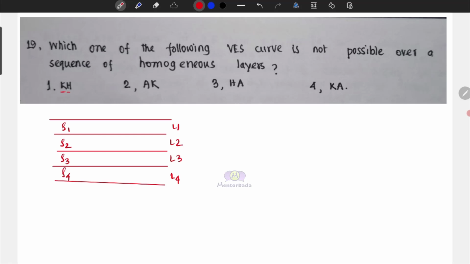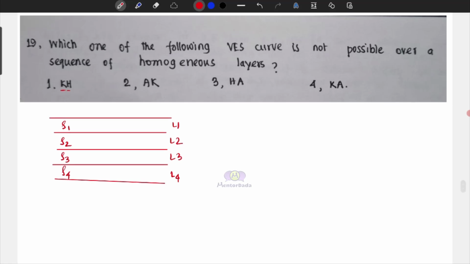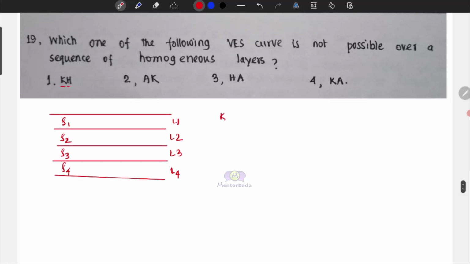Okay, suppose it has been written that it is simply K or simply H or simply A, so that means this is a 3 layer problem. But if it has been written KH, AK, HA, KA, it means it is a 4 layer problem. Okay, so let's consider one by one. So for the first condition, KH curve.